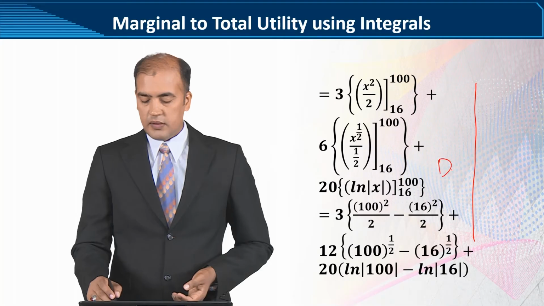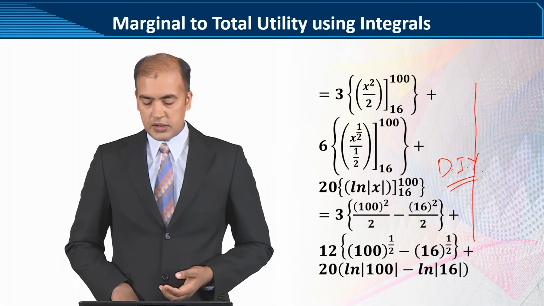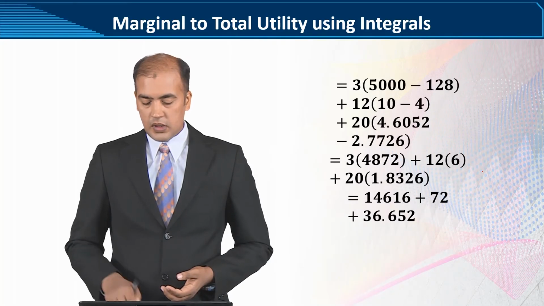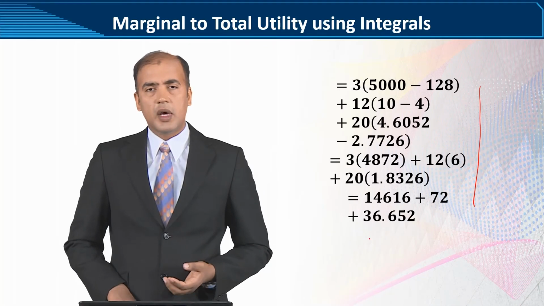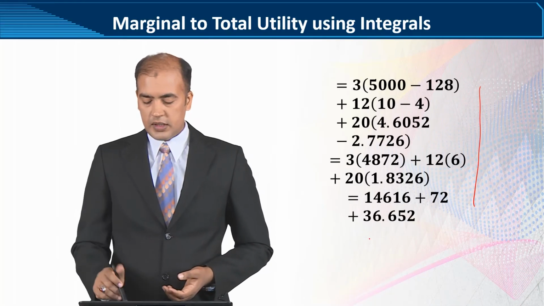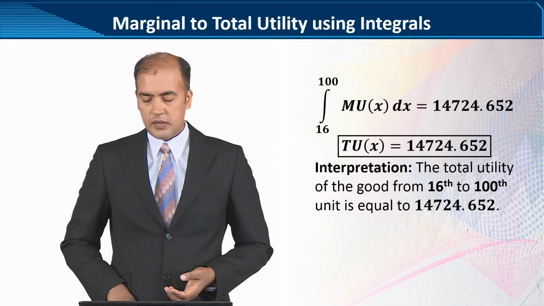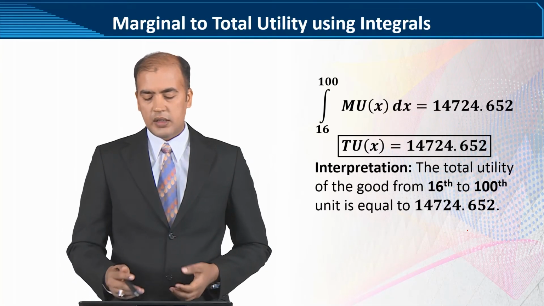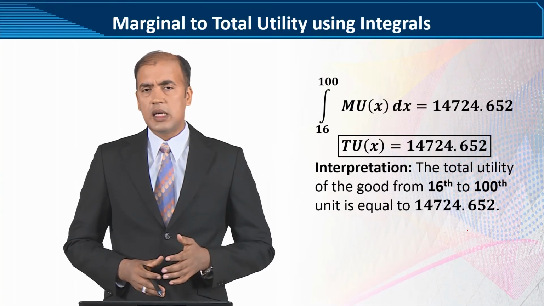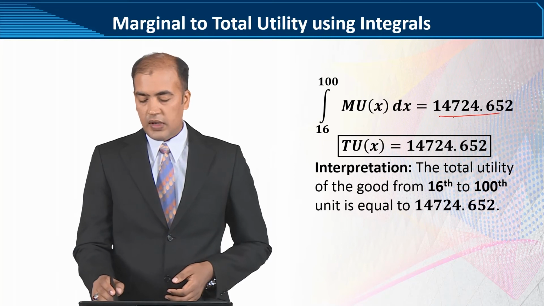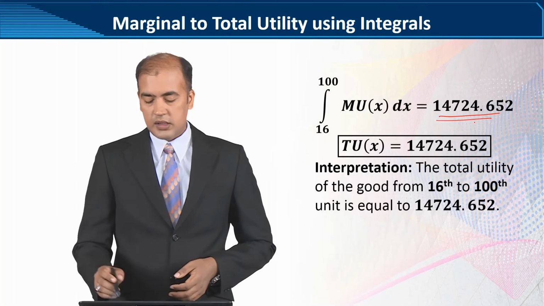So we can see we are going through a lot of steps in order to get to the final solution. And now further we are coming to a more numerical form of results. Again, this is a DIY. And here we are having the marginal utility from the 16th to the 100th unit, and this is the value of that. After doing all of the arithmetic, we have the final answer.